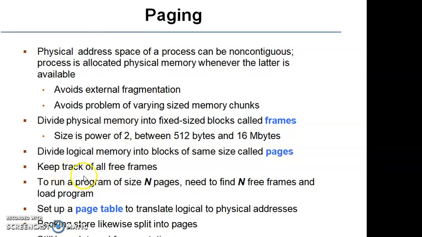We have to keep track of all the free frames. To run a program of size n pages, we need to find n free frames and load the program. That is, when the program requires n pages in the logical memory, we have to search for n free frames in the physical memory. For this, we require the page table. We have to set up the page table to translate logical to physical addresses.